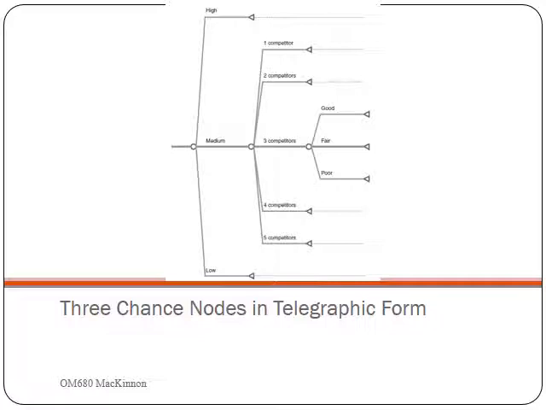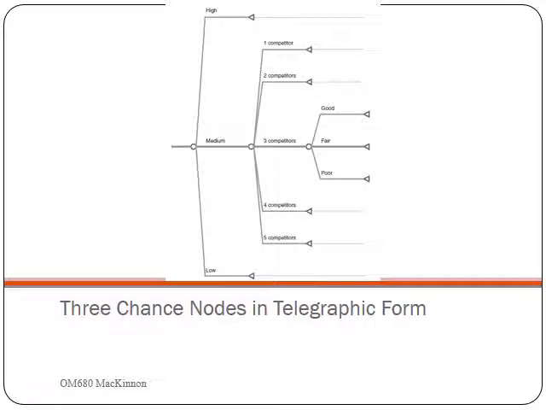Now, keep in mind that this is an abbreviated version of this tree. If we were to draw it all out, then at the end of three competitors is good, fair, and poor. And we would need good, fair, and poor at two competitors. We would need good, fair, and poor at one competitor, and so on. And we would also need all of these competitors at each of these other nodes.